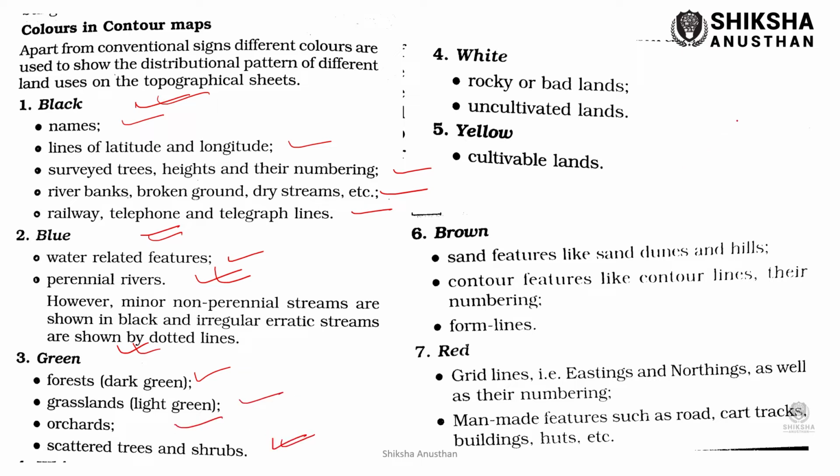Then white is rocky or badlands, open scrubs, uncultivated lands. Yellow is cultivable lands. Then coming to brown: sand-like features, sand dunes, hills, contour lines, form lines. These are shown in brown. Then red: eastings and northings, as well as the numberings, are also sometimes shown in red. And the man-made features such as roads, cart tracks, buildings, huts are also shown in red.